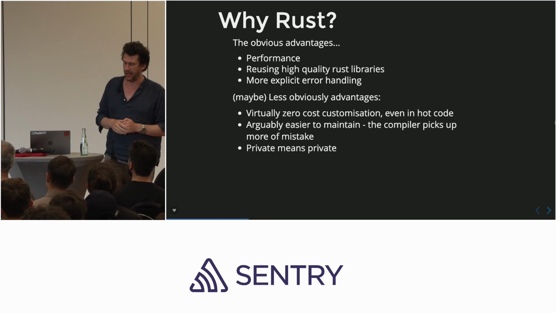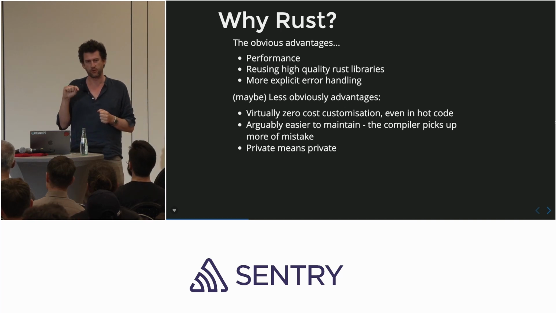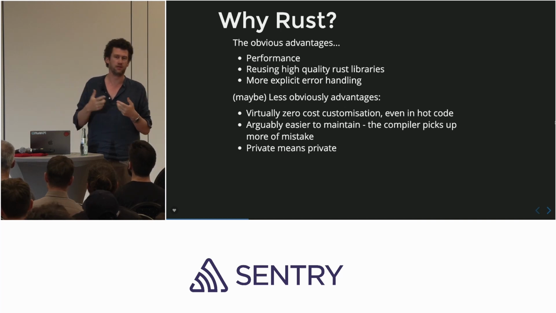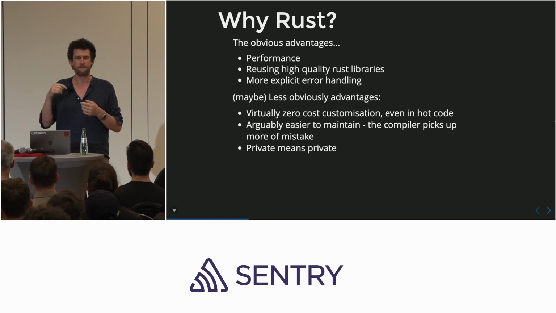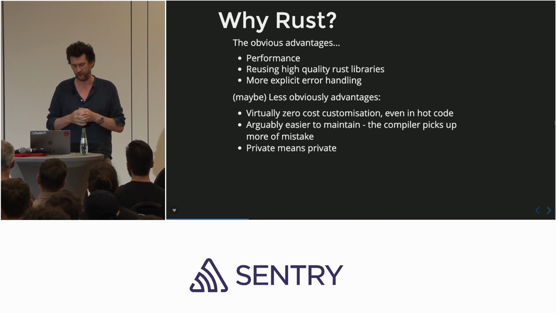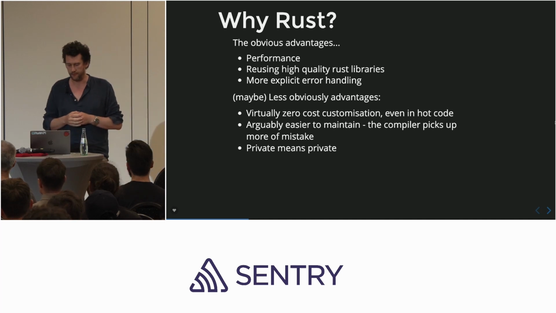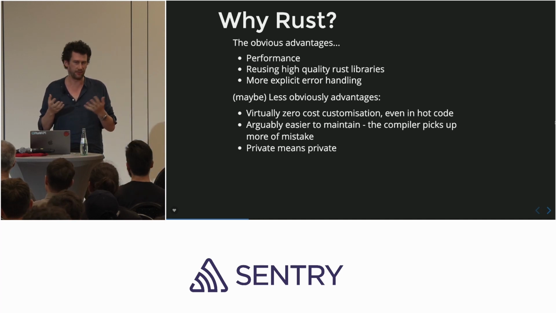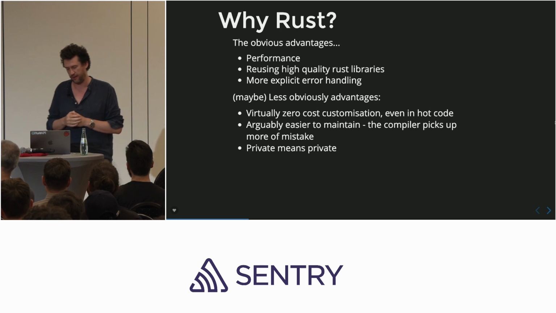Then there are some perhaps less obvious advantages to doing Rust. One of the big ones for us is this idea of zero or minimal cost customization, that you can put in user switches for different bits of behavior, and because that if clause is effectively being run in Rust, you pay effectively zero real-world cost for doing that, whereas if it was in Python, that would start to add up. It's arguably easier to maintain. I mean, those of you who are happier writing Python wouldn't agree, but it'll tell you about a bunch of errors that you would never get told about in Python.